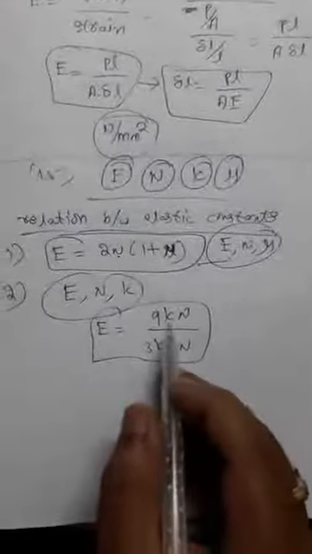The second relation between elastic constants is the relation between E, n and k. The formula is E equal to 9kn by 3k plus n. This is a very important formula. E is Young's modulus, K is bulk modulus, and N is modulus of rigidity. So this is the relation between E, N and K.